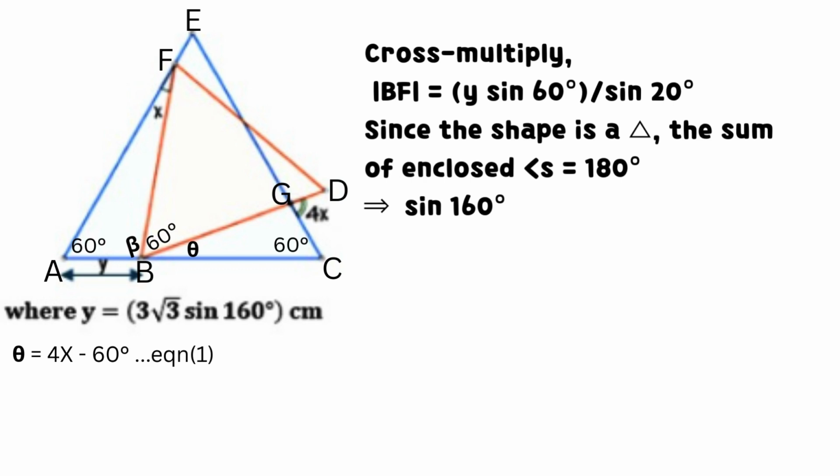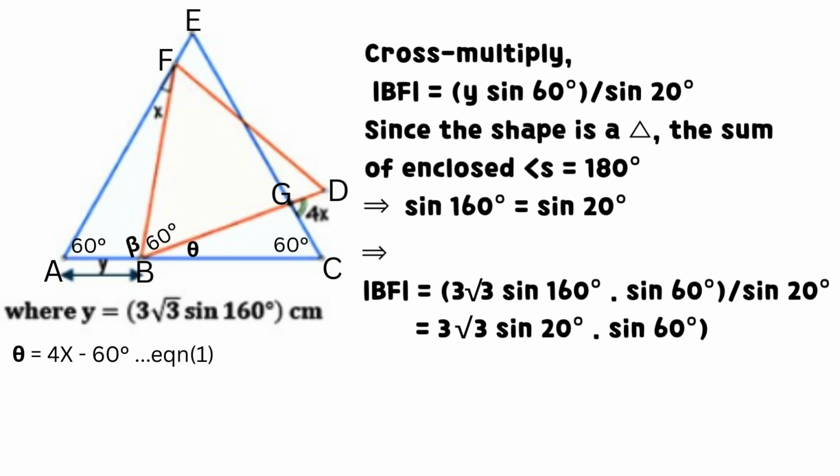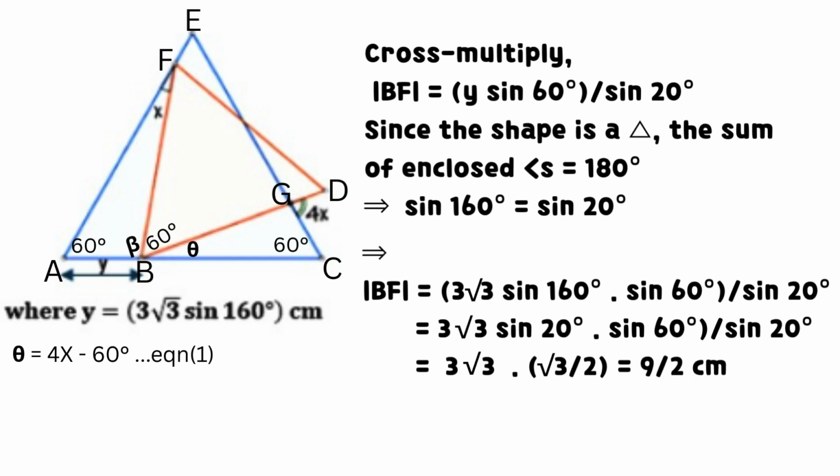Since the shape is a triangle, the sum of enclosed angles equals 180 degrees. Sine 160 degrees equals sine 20 degrees. The length of line BF equals 3 times the square root of 3 times sine 160 degrees multiplied by sine 60 degrees, all divided by sine 20 degrees, which equals 9 divided by 2 in centimeters, after simplification of the substituted values.